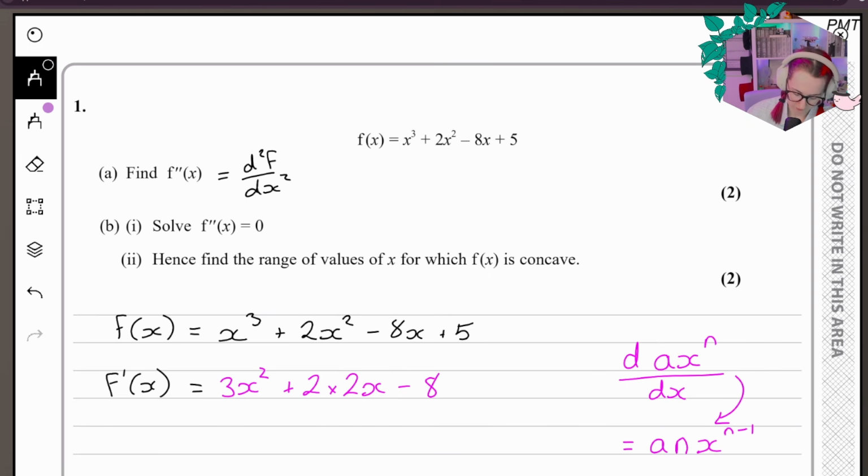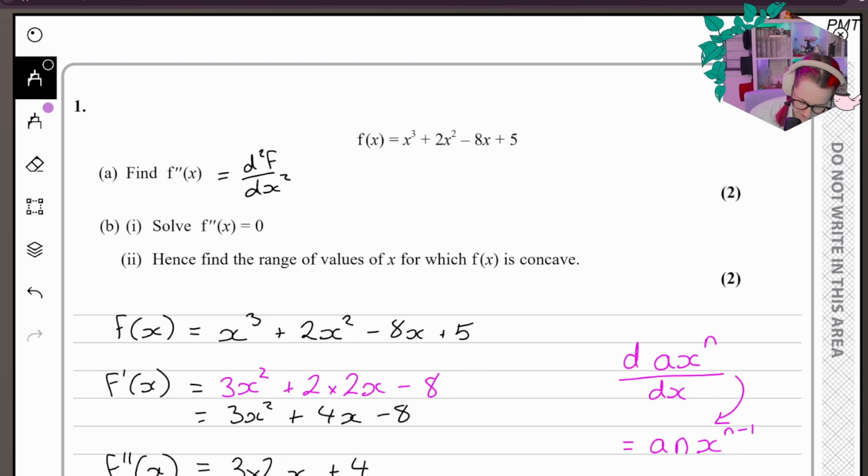So here, whoops, forgot to switch back. F prime of x is 3x squared plus, write it out this way, 2 times 2, so 4x minus 8. And then we do the same thing again to get f double prime. So we take the 2 here down, and that gives us 3 times 2, x plus 4. And then the minus 8 has no x's, so that just goes away. So f double prime of x is 6x plus 4.